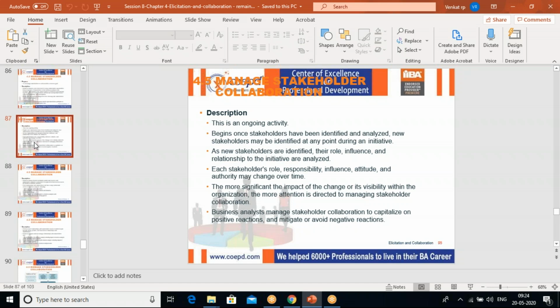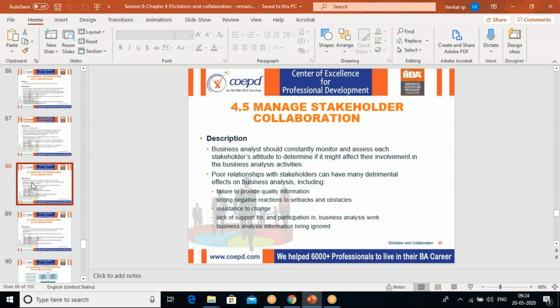Each stakeholder's role, responsibility, influence, attitude, and authority will change from time to time, so we should be very clear about it. If you don't maintain good relationships, there will be a big impact: failure to provide quality information, strong negative reactions to setbacks and obstacles, resistance towards change, a lack of support for our participation in business analysis work, and business analysis information being ignored. All this will happen if you do not manage stakeholder collaboration. So that is the risk.